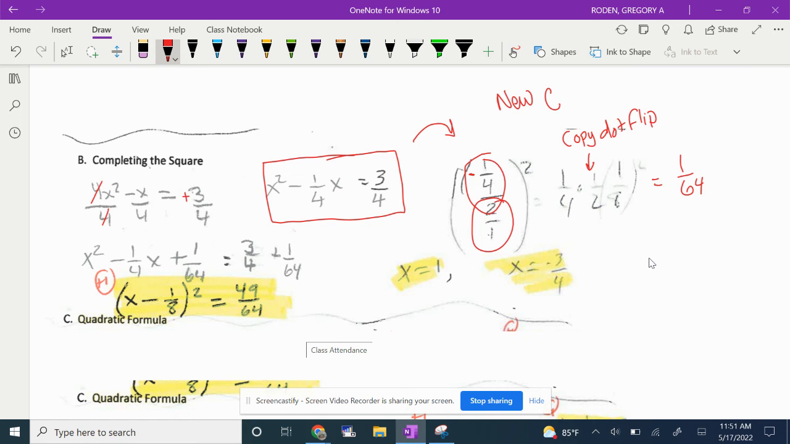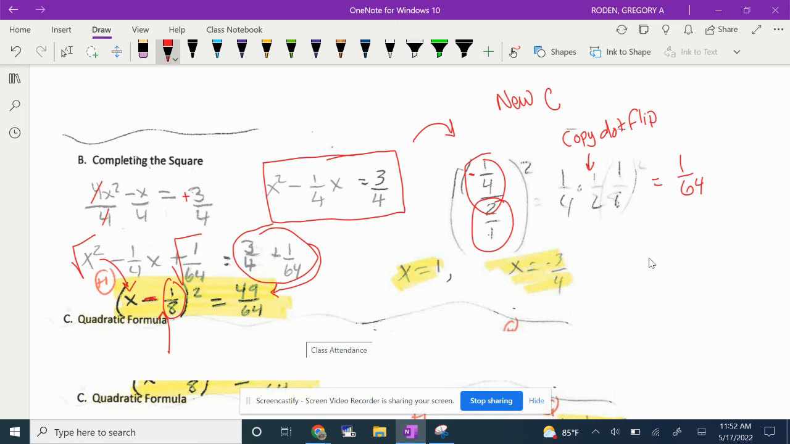I do the math here. When I add these two together, I get a common denominator of 64 and get 49 over 64 here. And here I factored this as a perfect square. The square root of 1 over 64 is 1/8. This comes down as a minus. The square root of x squared is just x.